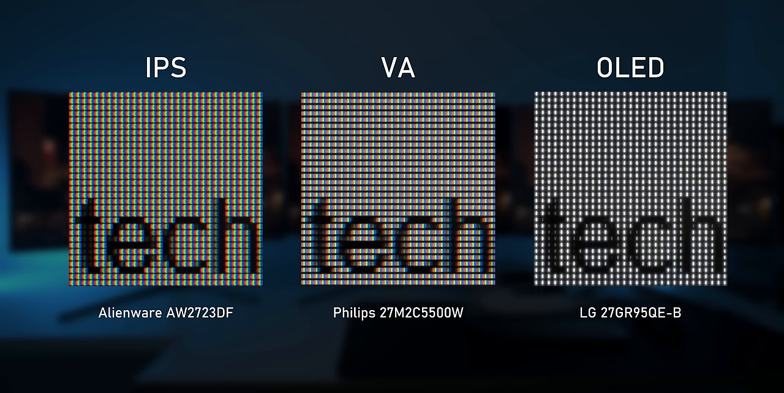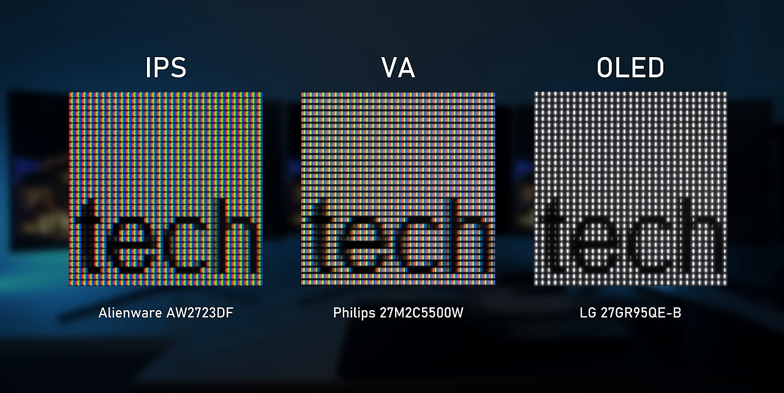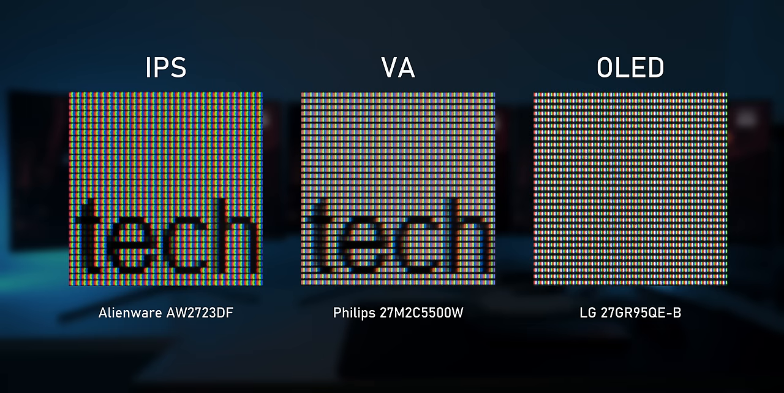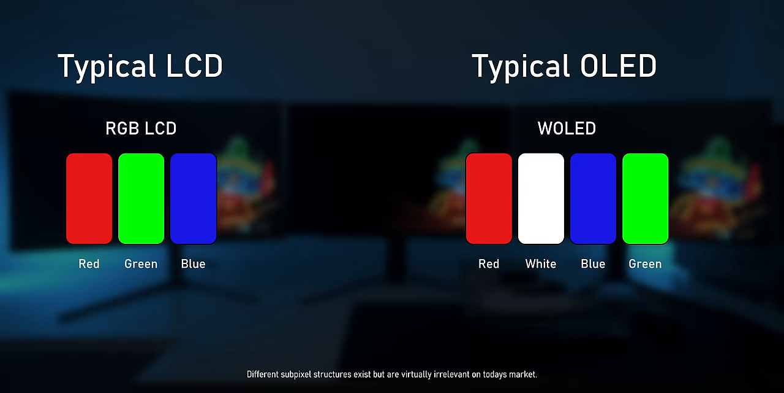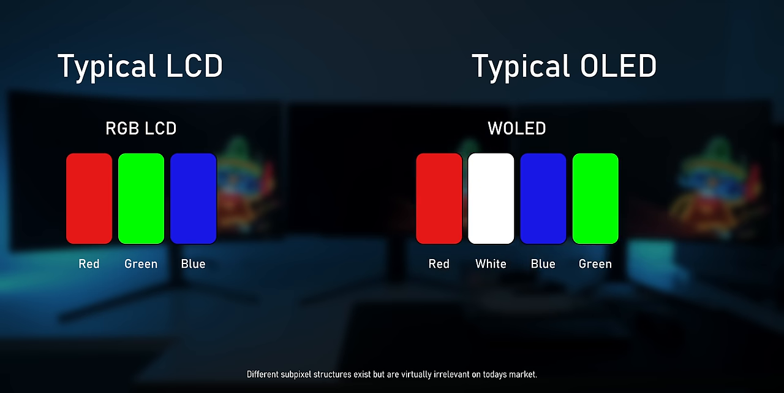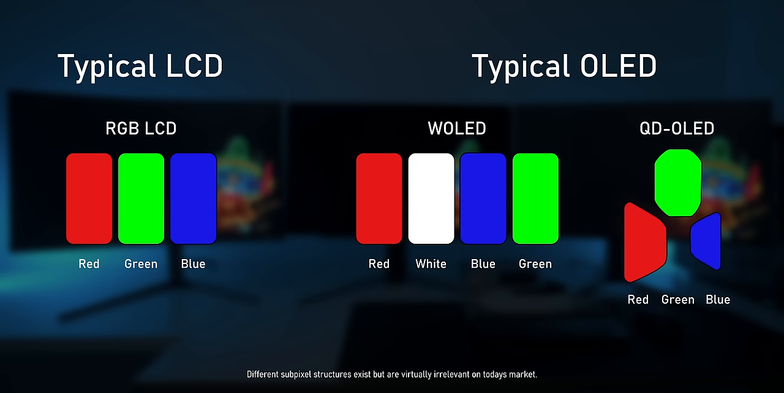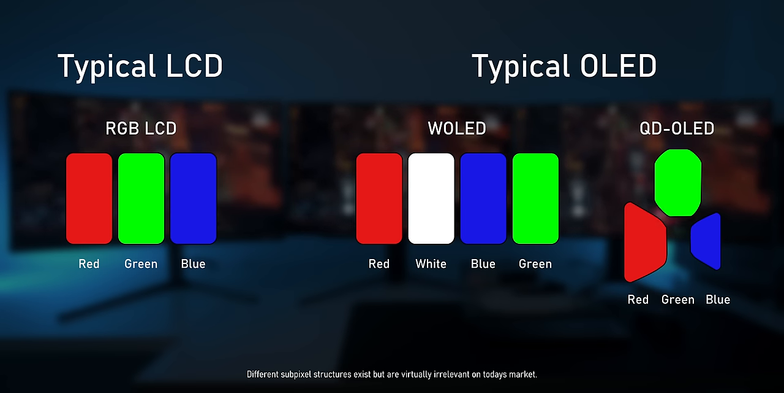But this is what the 27-inch OLED monitor looks like from up close. No, this is not a black and white image, but this monitor actually has white subpixels in addition to the red, green and blue subpixels. It's a bit easier to see what's going on with this graphic. You often hear people calling this layout WRGB, or in the case of OLED, WOLED. And quantum dot OLED monitors have yet another different structure that looks a bit like this.